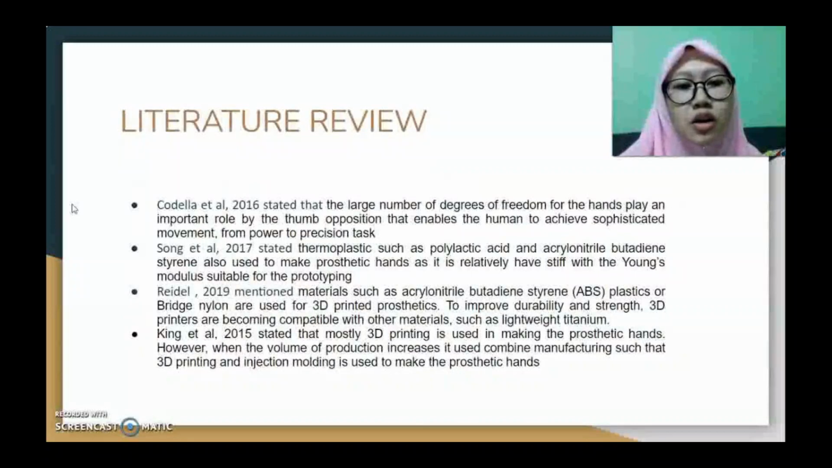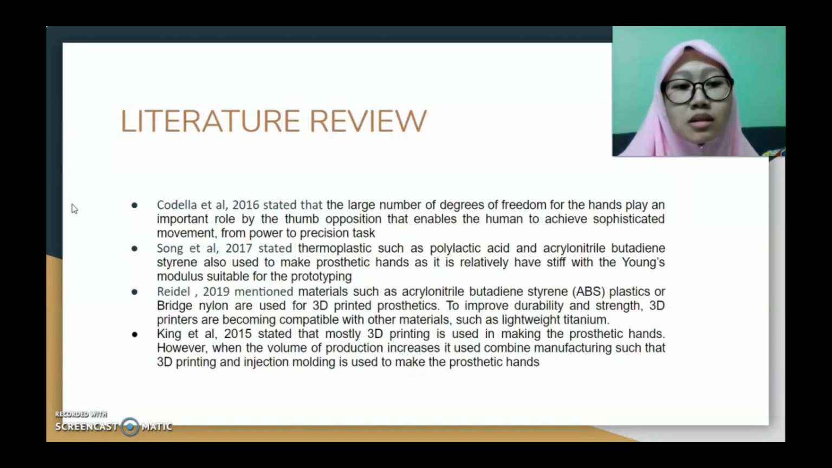Literature review. Cordella et al. 2016 stated that the large number of degrees of freedom of the hand, with the thumb playing an important role in its position, enables humans to achieve sophisticated movement from power to precision tasks.